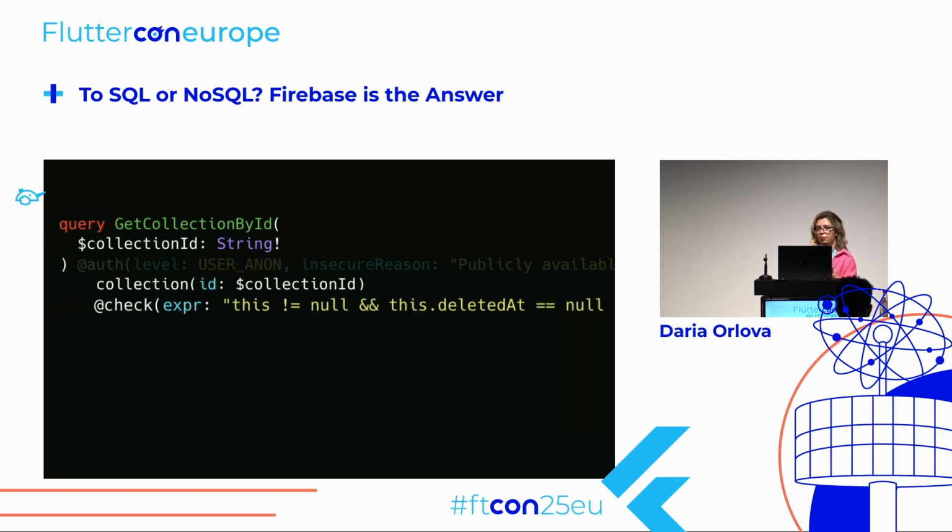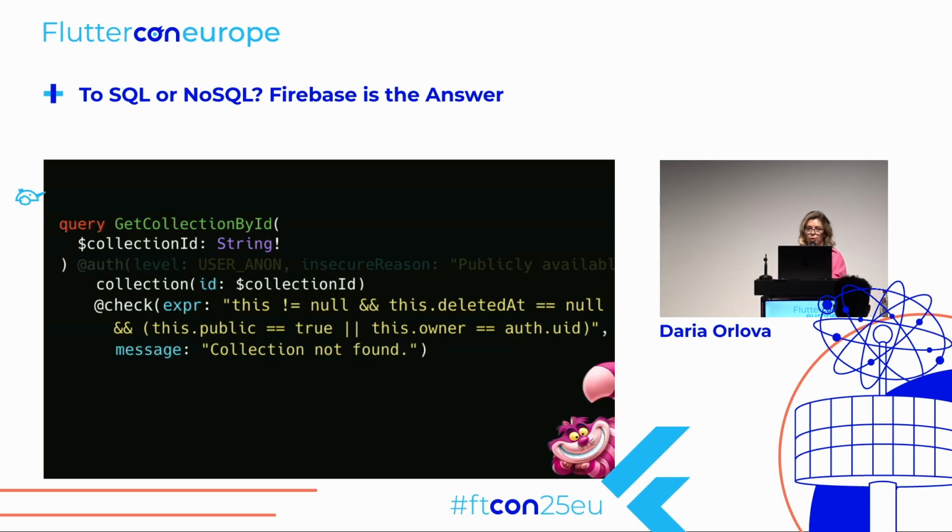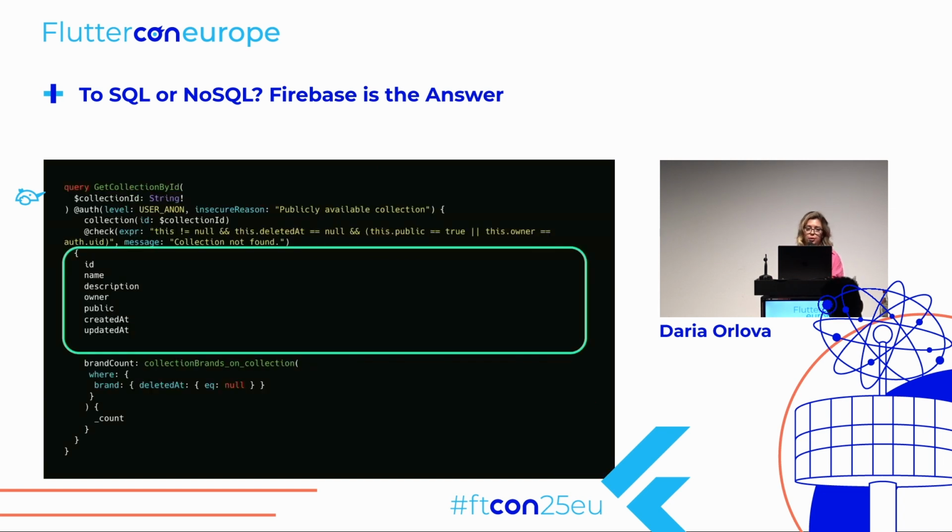To do that, we have a directive called check, where we can run an expression, and we have a special keyword this, which allows us to check this instance that we have just retrieved, and we can check if it's not null and also if it's not deleted. Then we can do some authorization check and return this collection if it's public or if it belongs to this particular user. If something is not right, then we return an error with the message collection not found. But if everything is okay, then we return these parameters: ID, name, description, owner, public, and so on.